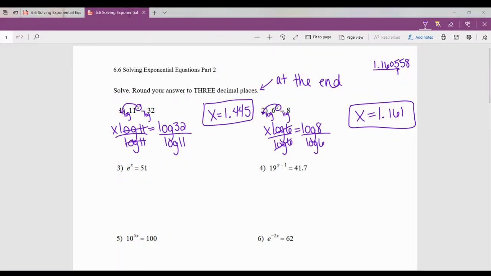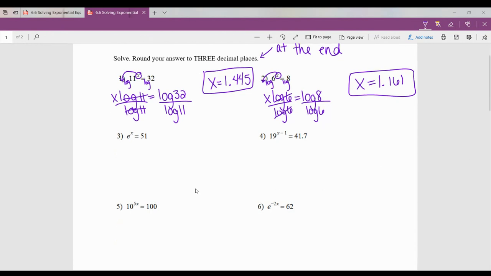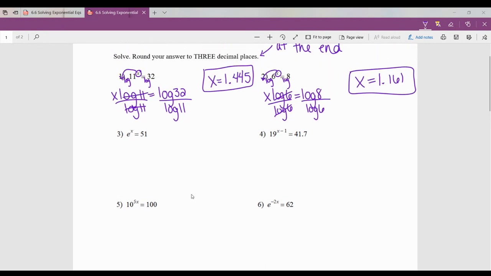All right, now for number 3, we have an e. That's a special one. So because it's a special one, we're going to use the one that ties in with e, the special one. So instead of using the word log, we're going to use the natural log, ln. And then we're going to take that exponent and bump that down. So we're going to have x ln e equals ln of 51.